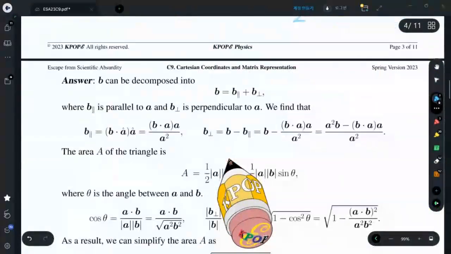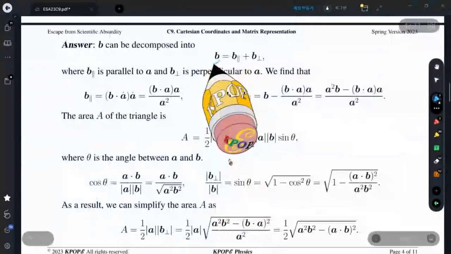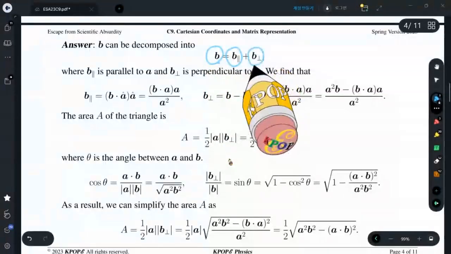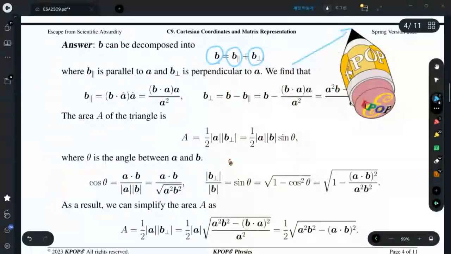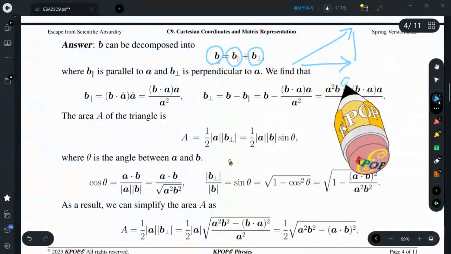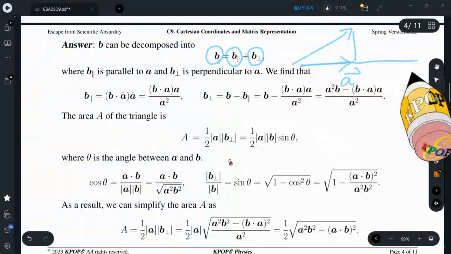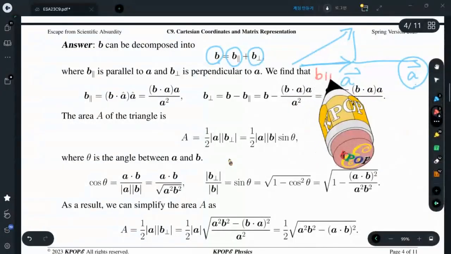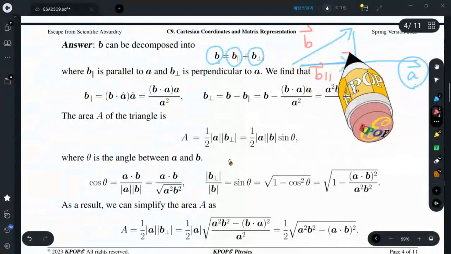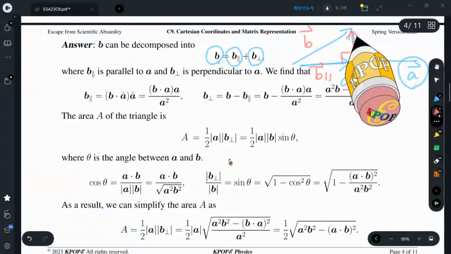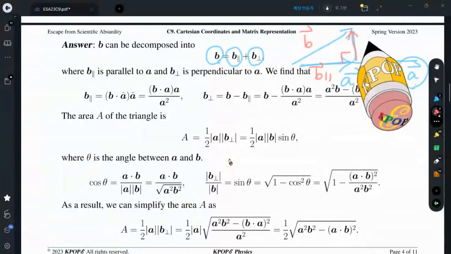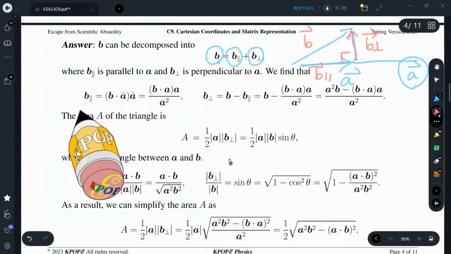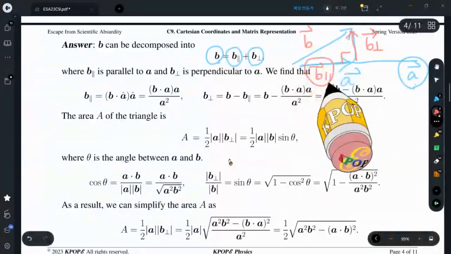Okay, so in this manner, we can decompose any vector B as a sum of two components. One is parallel to A. A is here. Parallel to A, that is called the B parallel vector. This is the B vector. The perpendicular component, that is perpendicular to A, I denote by B perp.